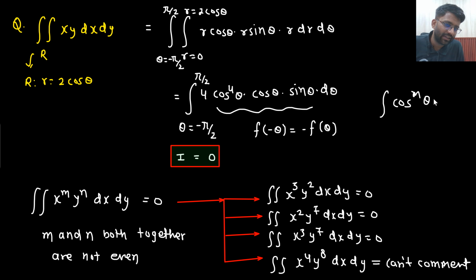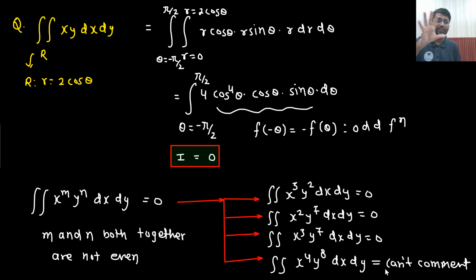Cos to the power m theta, sin to the power n theta. So using this formula, you take any example and try solving it. When both are even powers, only then will there be a non-zero answer. Otherwise, the answer would be 0 only. Everywhere it would become an odd function, and everywhere the answer would come out to be 0.